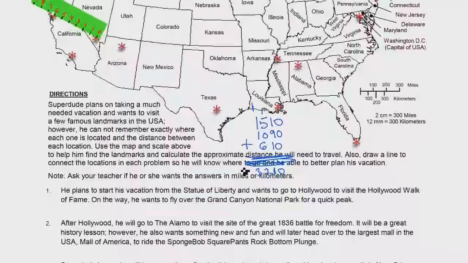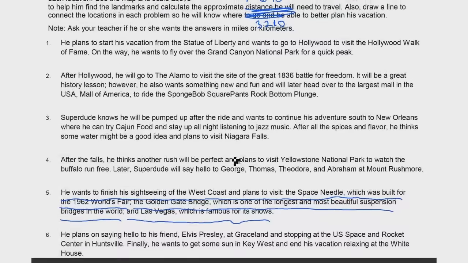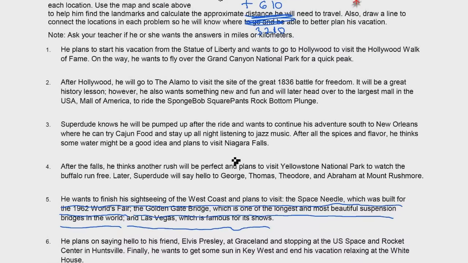And I'm going to write 3,210 kilometers for problem number 5. 3,210, the comma right there. Oh, there's supposed to be a comma. Kilometers. Let me clean that up really quick and we'll get to the last problem.